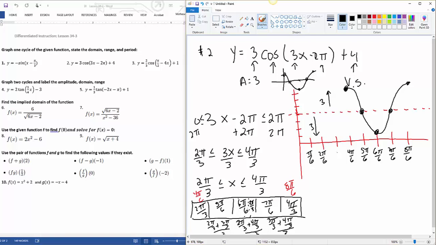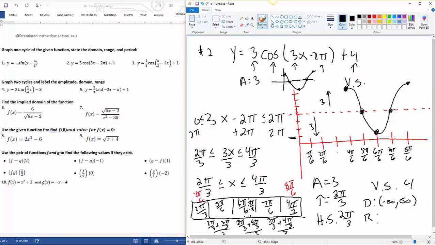Now describing it, amplitude we said is 3. My period, 2 pi over b, so 2 pi over 3. My horizontal shift, or phase shift, that's the first value in the box. And my vertical shift is going to be 4. My domain is still negative infinity to positive infinity. My range now is from 1 all the way to 7.